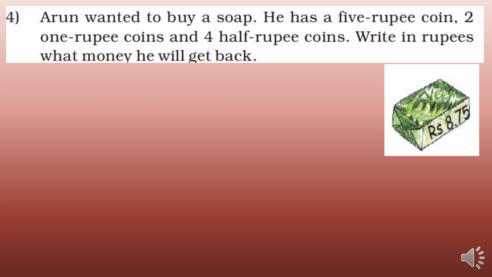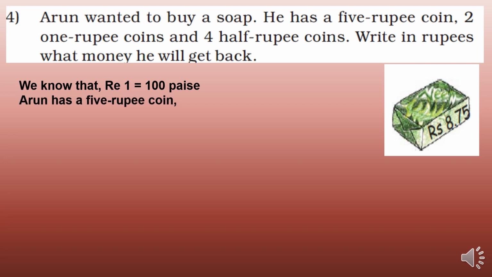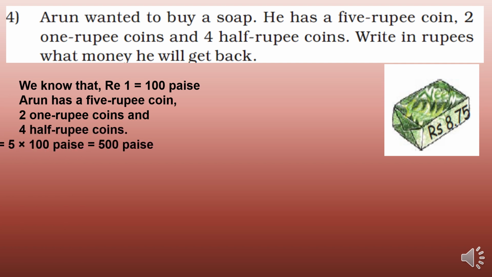Arun wanted to buy a soap. He has a 5 rupee coin, 2 one rupee coins and 4 half rupee coins. Write in rupees what money he will get back. We know that rupee 1 equals 100 paise. Arun has a 5 rupee coin, 2 one rupee coins and 4 half rupee coins.